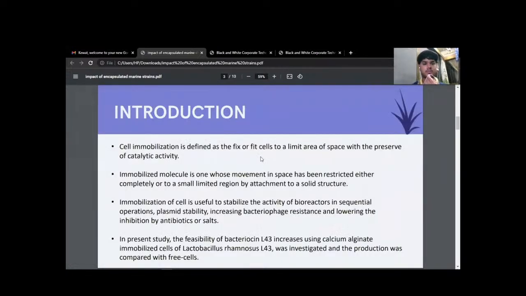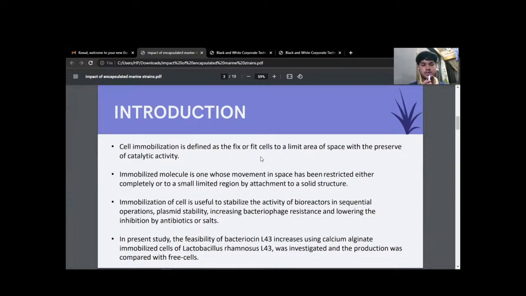Introduction. Cell immobilization is defined as to fix or to fit a cell to a limited area of space with the preservation of catalytic activity. Immobilized molecule is one whose movement in space has been restricted either completely or to a small limited region by attachment to a solid surface. Immobilization of cells is useful to stabilize the activity of bioreactors in sequential operation, plasmid stability, increasing bacteriophage resistance, and lowering the inhibition by antibiotics or salts.